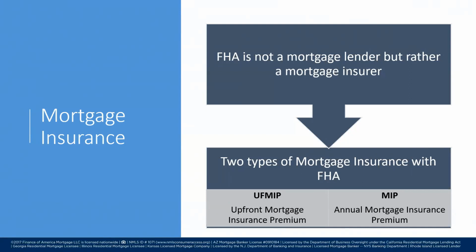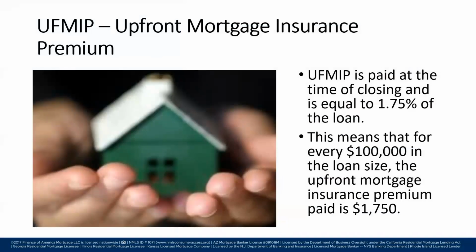And just understanding this and being able to explain it, especially to our first-time homebuyers and what that means, is very important. So I have here a slide for your upfront mortgage insurance. So this is paid at the time of closing. It's equal to 1.75% of the loan amount. So this means that for every $100,000 in the loan size, the upfront mortgage insurance premium paid is $1,750.